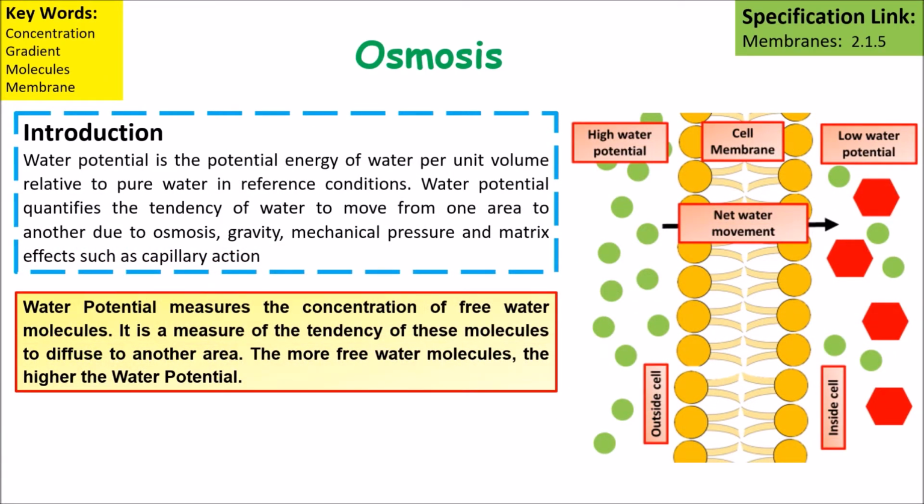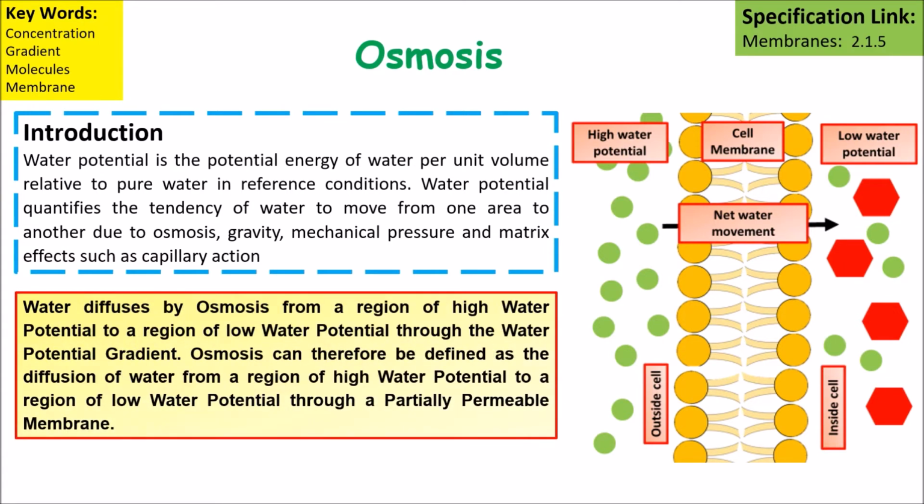Water potential measures the concentration of free water molecules. It is a measure of the tendency of these molecules to diffuse to another area. The more free water molecules there are, the higher the water potential will be. So water diffuses by osmosis from a region of high water potential to a region of low water potential. So osmosis can therefore be defined as diffusion, like we've already said, but the water is always going to move from a region of higher concentration of water to a region of lower concentration of water.